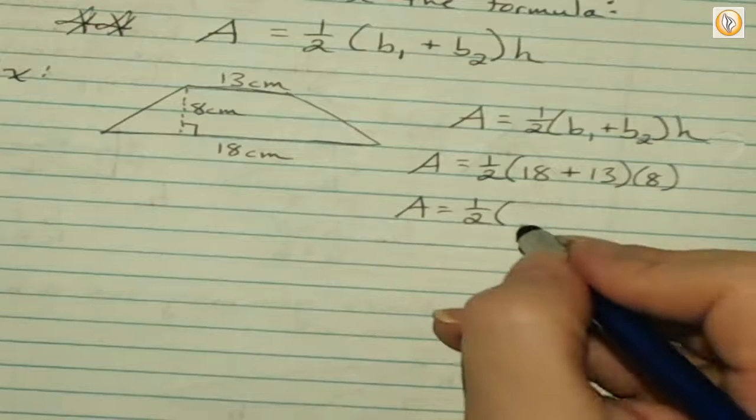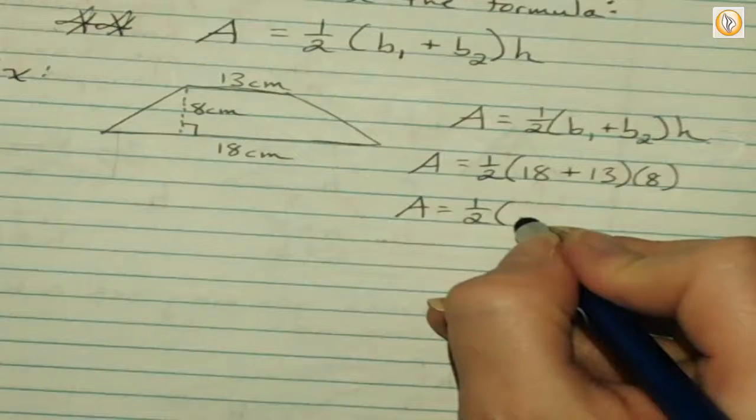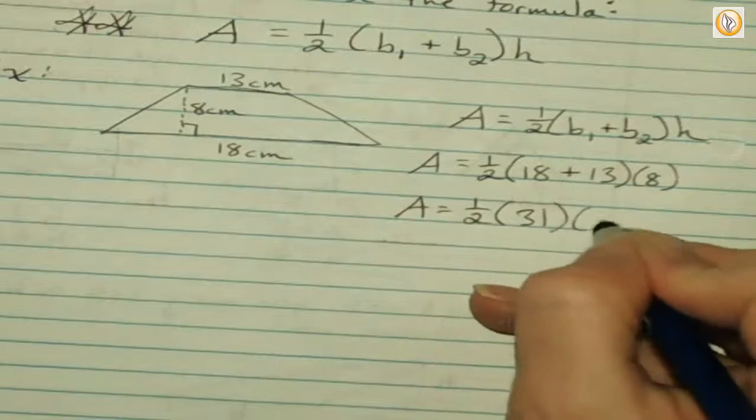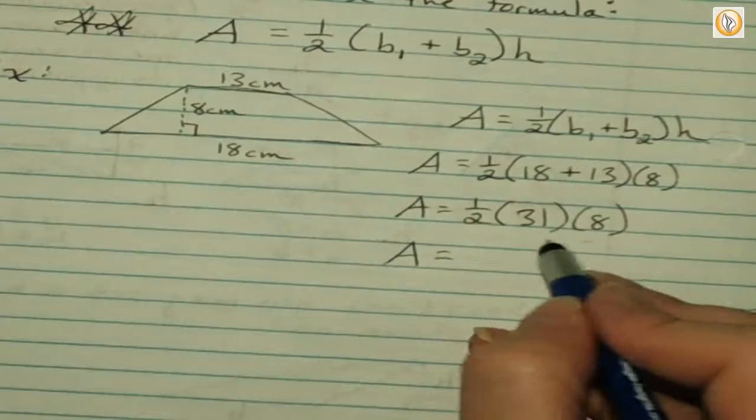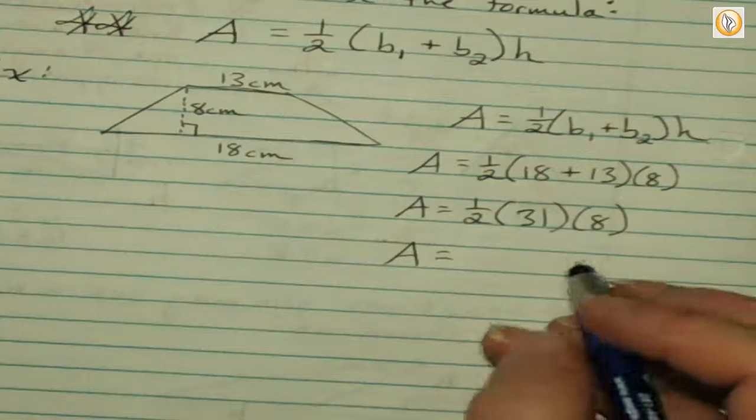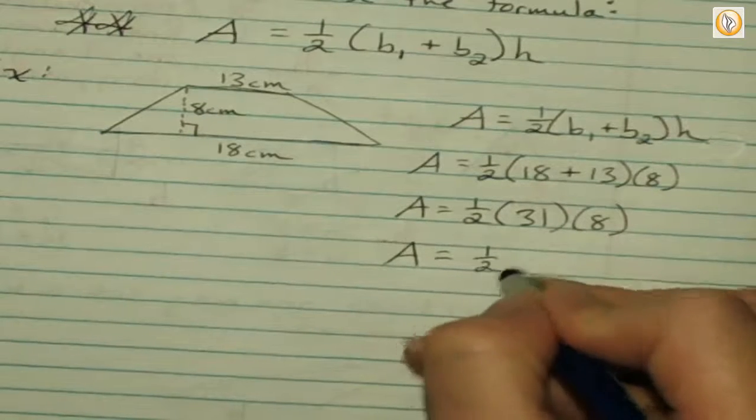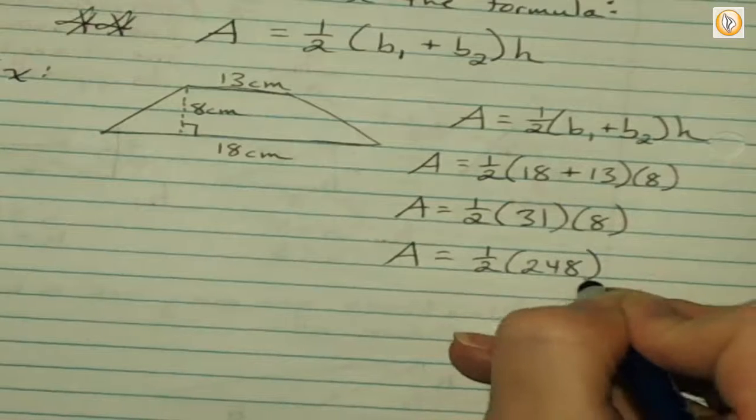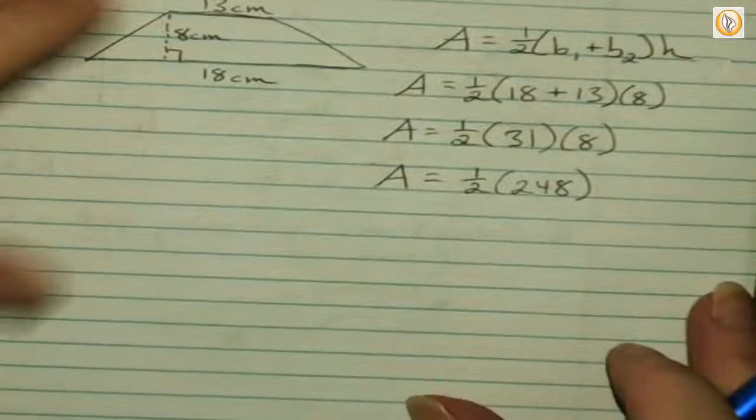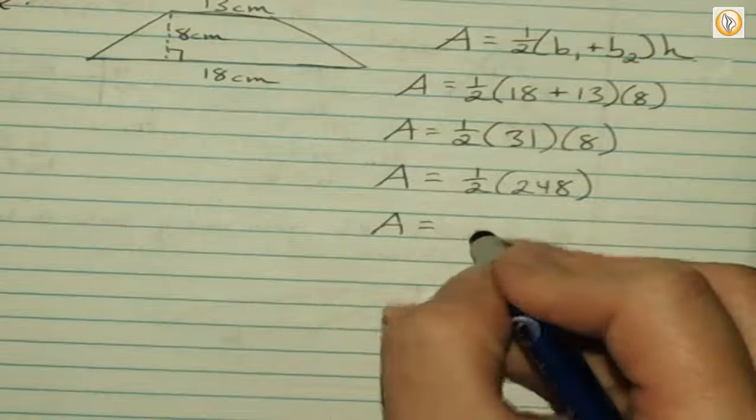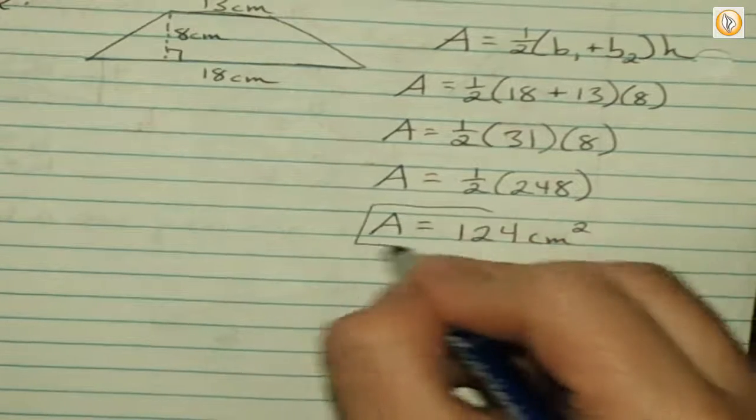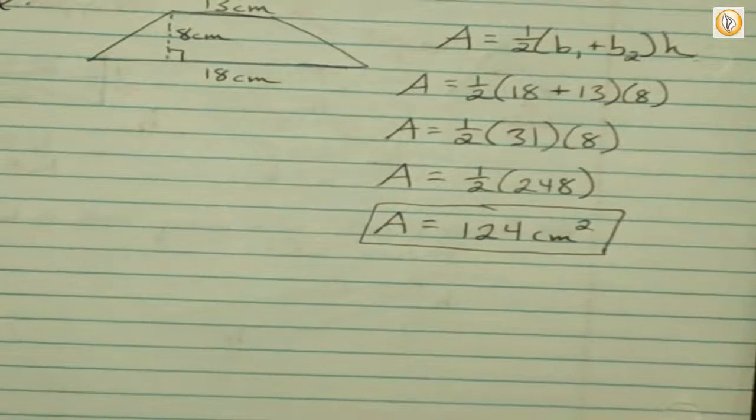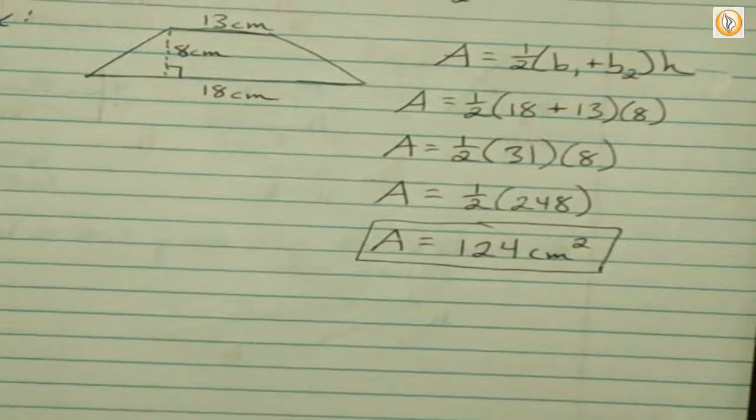So what's 18 plus 13? Anyone? 31. And kind of like Michael said, let's multiply the 2 together. And what do you get? 248. And then half of that is 124 centimeters squared. It must be squared because we're dealing with area. So write that down, take it all in, and then ask questions if need be.